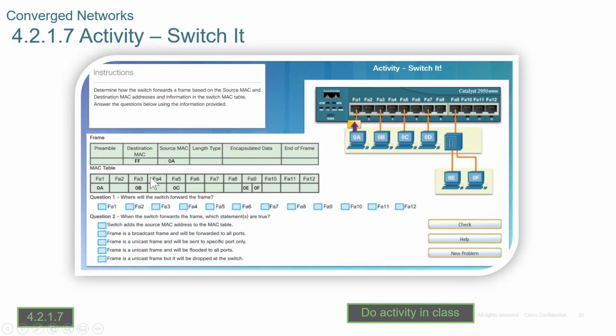Now, this is a direct repeat of Cisco 1 activity, switch it, and this is to make sure you understand how the switching table is built and used on a switch, a layer 2 switch. So I'm going to jump out to the curriculum here just for a minute, and we'll do a few of these on the lecture video.